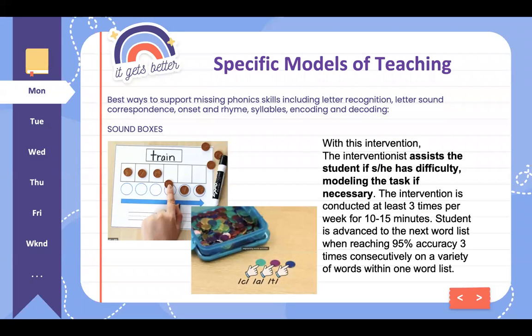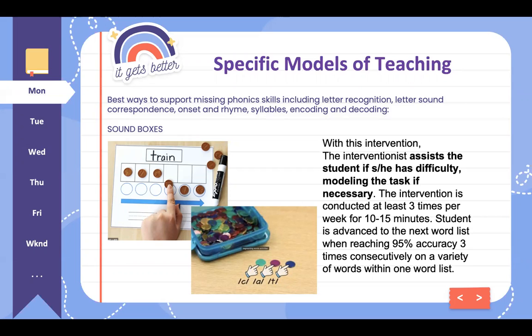So with sound boxes, this is an intervention that assists students if they're having difficulty, modeling the task if necessary. The intervention is conducted at least 3 times per week for 10 to 15 minutes. Students are advanced to the next word list when reaching 95% accuracy 3 times consecutively on a variety of words within one word list. And so this intervention is good to support missing phonics skills, including letter recognition, letter sound correspondences, onset and rhyme syllables, encoding and decoding.